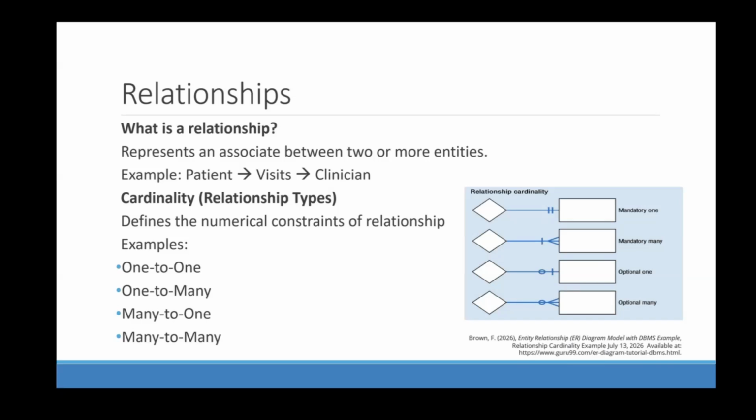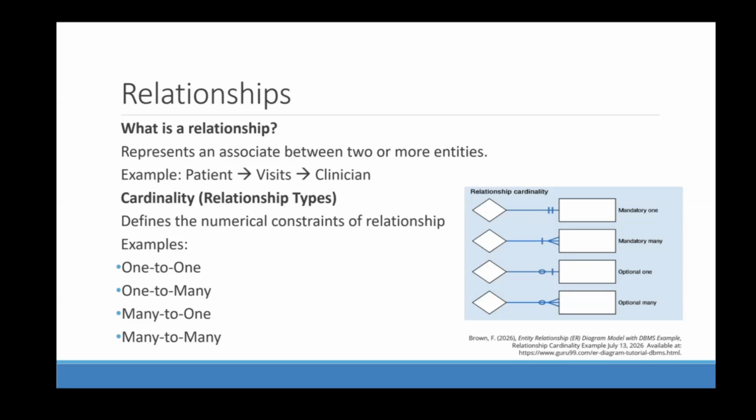cardinality, which describes how many instances of one entity can be associated with instances of another entity. In a healthcare database, this helps us define how patients and clinicians interact. For example, a patient has medical record numbers. Part of these relationship types, there are also several examples, and on the right-hand side, you can see some of these relationships.